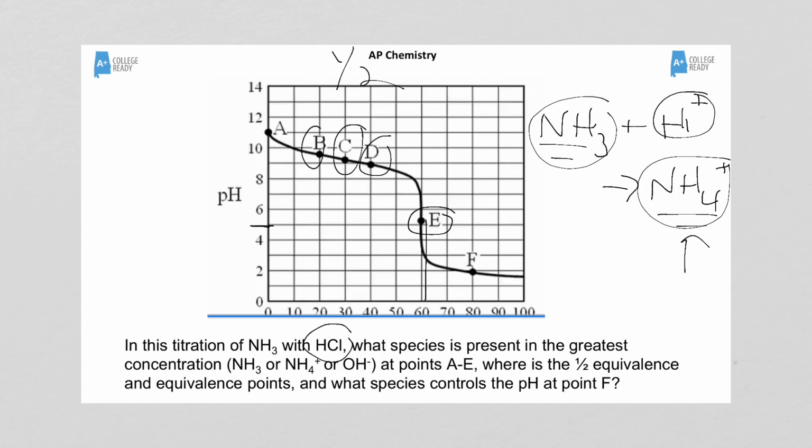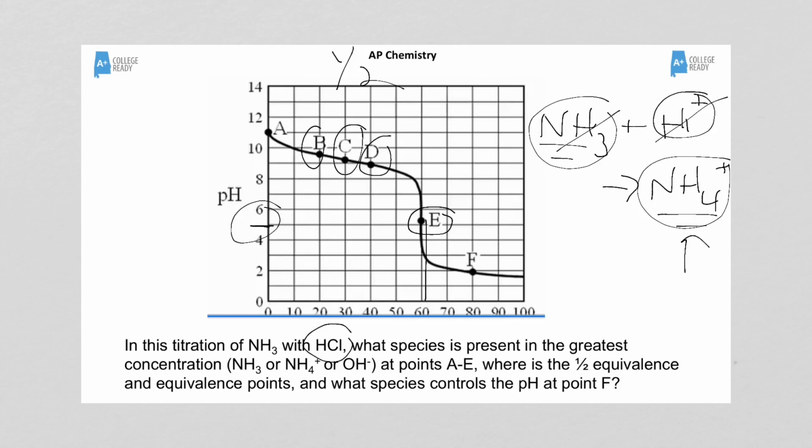Okay, so at A we have mostly NH3. At B we have a little bit more NH3 than NH4+. At C we have equal amounts of NH3 and NH4+. At D we have more NH4+ than we have of NH3. When we get to point E, these two are equal and 0. It's the ammonium ion that's controlling the pH. And again, notice the pH is acidic because, as we said, ammonium ion is a positive ion. It will react with water. It will make hydronium ion in the solution. That's why we have, remember, the products control the pH at the equivalence point.